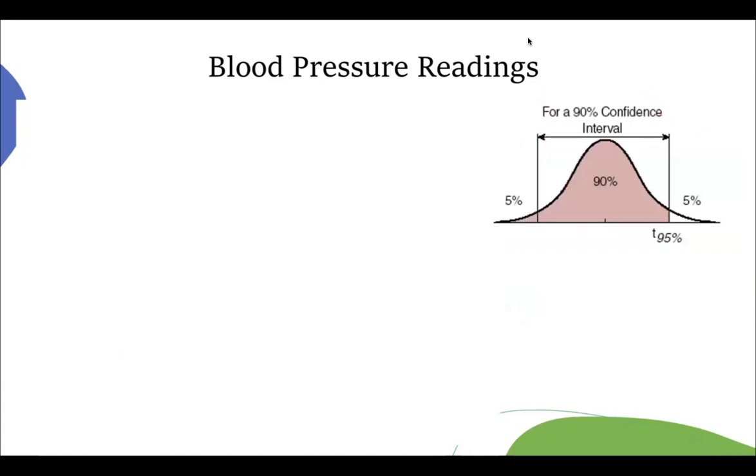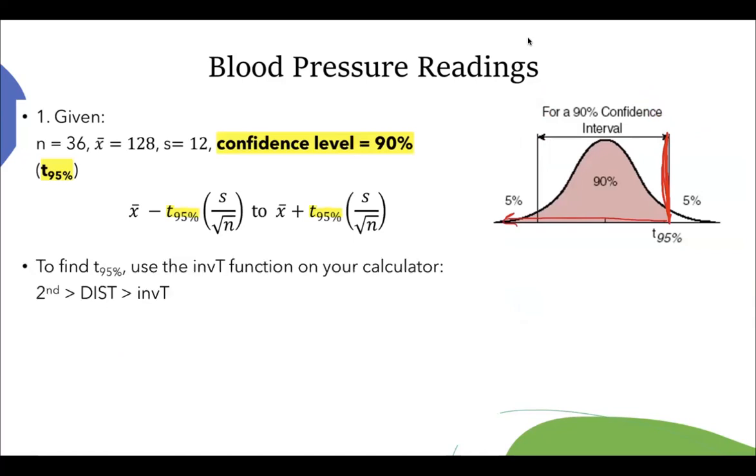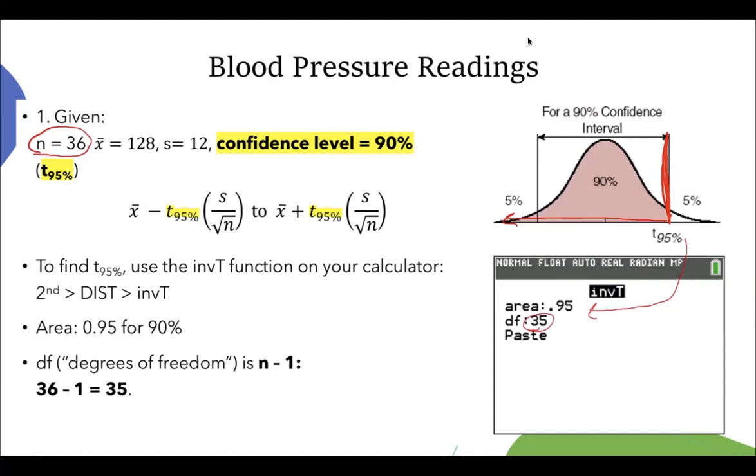So here's that picture again. 95% of area is to the left of this vertical line. That's the value of the t-score we're going to be using in the formula. So go to the inverse t and plug in 0.95, 35 because the sample size is 36, so your DF is 1 less than that, 35, and paste, and you get a t-score of 1.69 or 1.690.